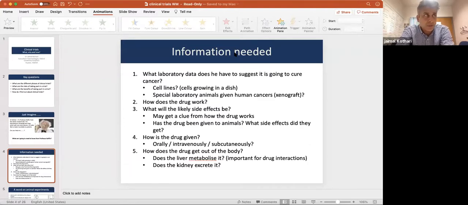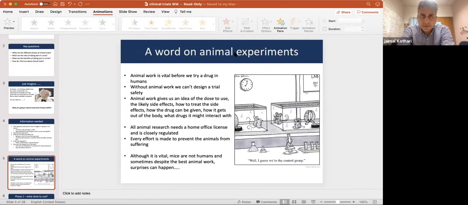Does it go through the liver, which then makes it important because many drugs are processed in the liver, or does it go through the kidneys? They're the main two ways in which humans metabolize drugs.